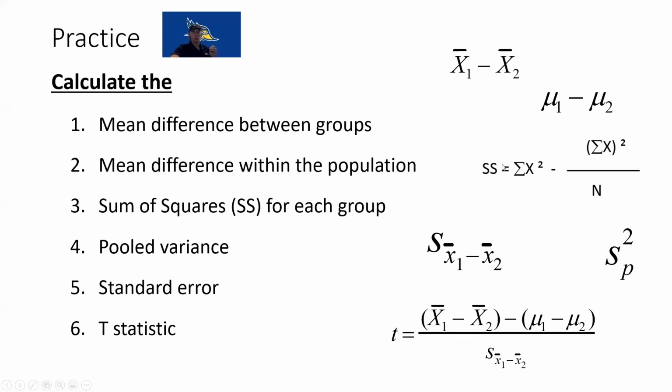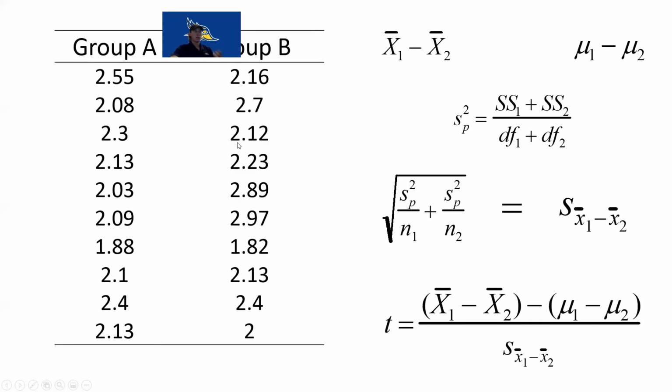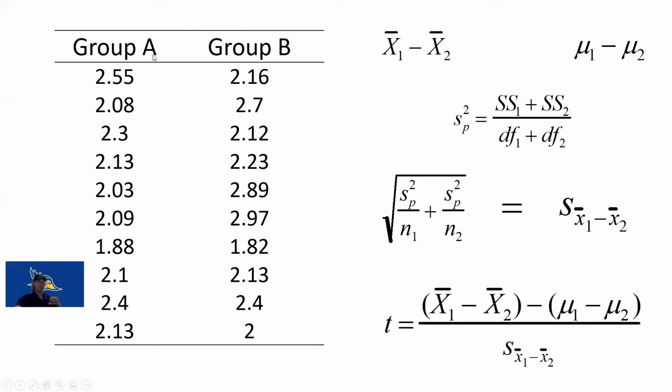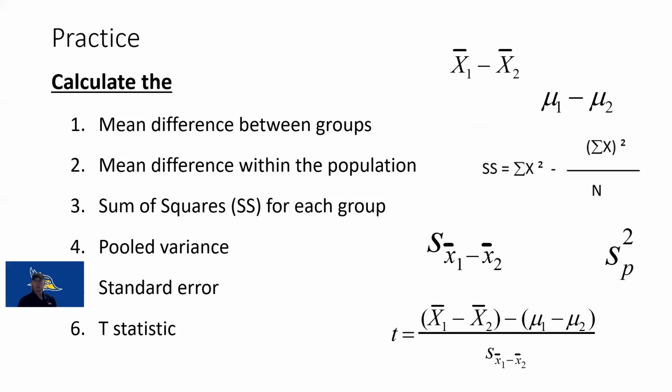Find the sum of squares for each group. Your equation is available for you right here. Then the pooled variance and the standard error. Okay. Here is the data that you're going to be calculating these from. So I have our data here. Here is our mean difference equation, population, pooled variance, our standard error, and our t-statistic. Okay, so pause the video and write down these values. These are your practice, and you're having to find these 6 values.